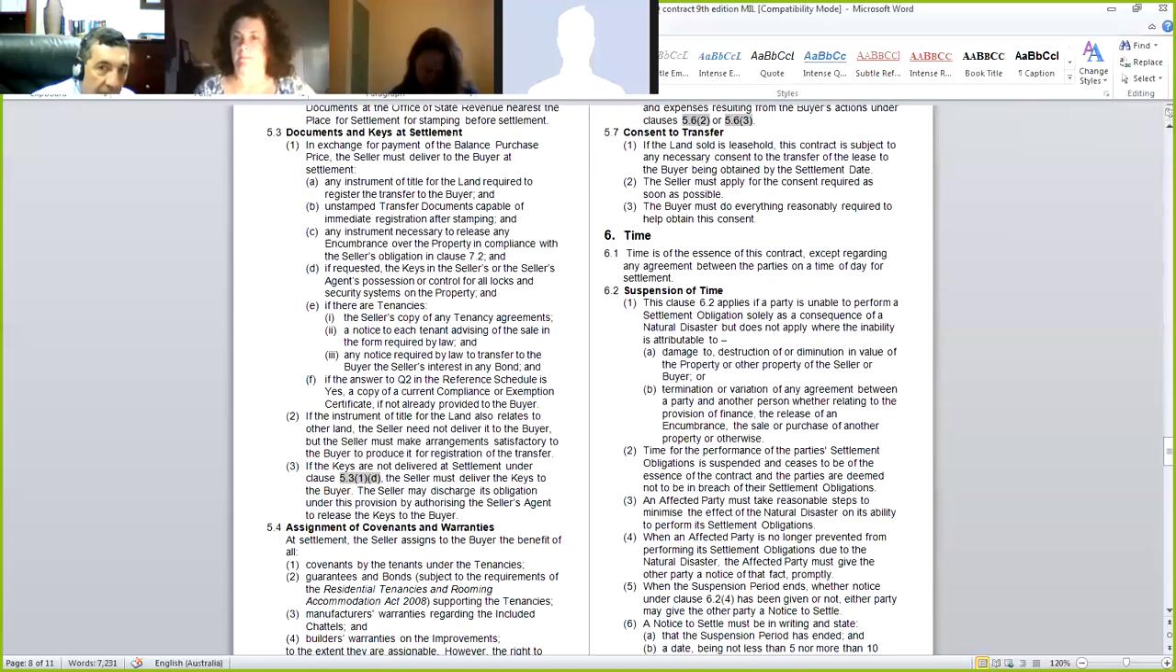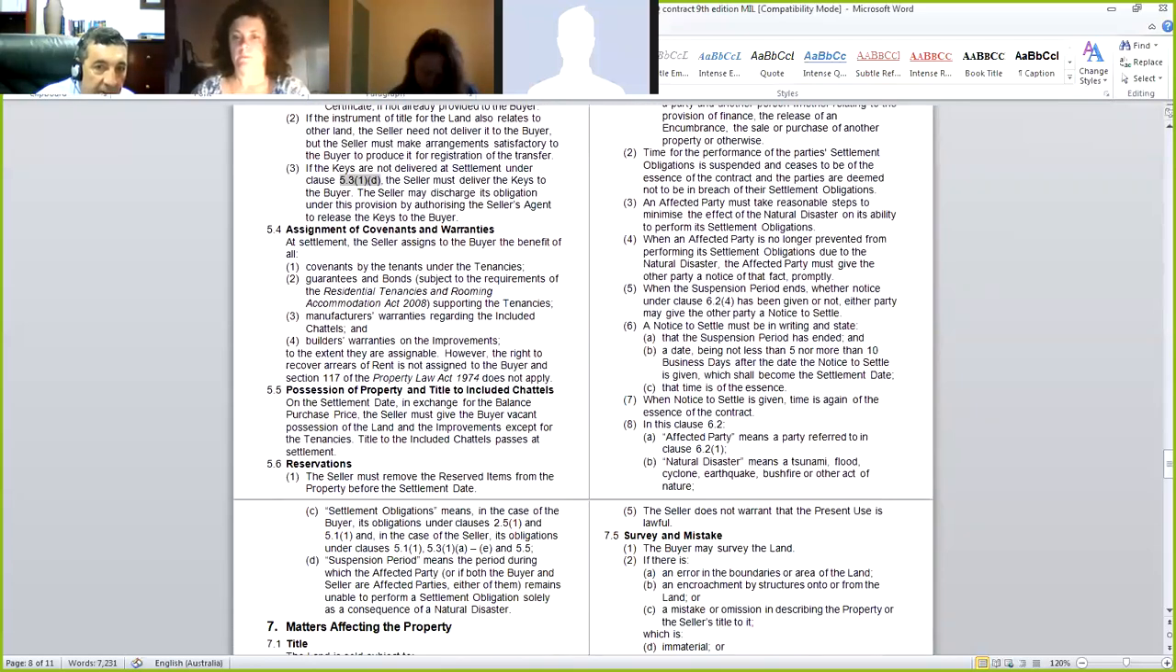And that has a number of ramifications. The usual one is that the buyer forfeits the deposit which has been paid. It's lost to the seller, and the seller is then free to sell the property to someone else. There are other ramifications, but I won't go into those now, but that is one of them.